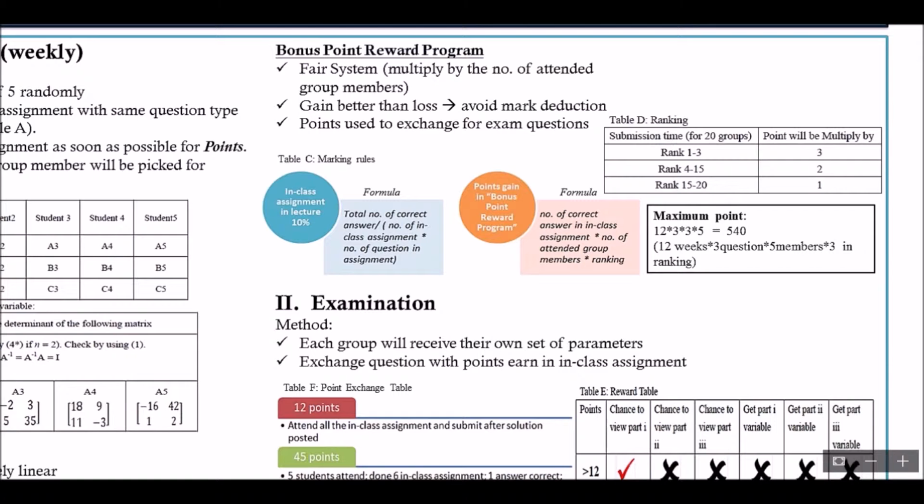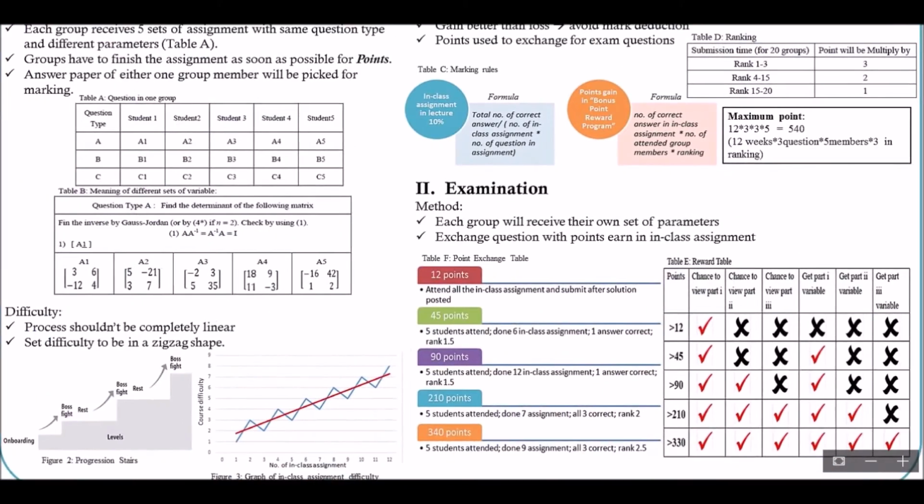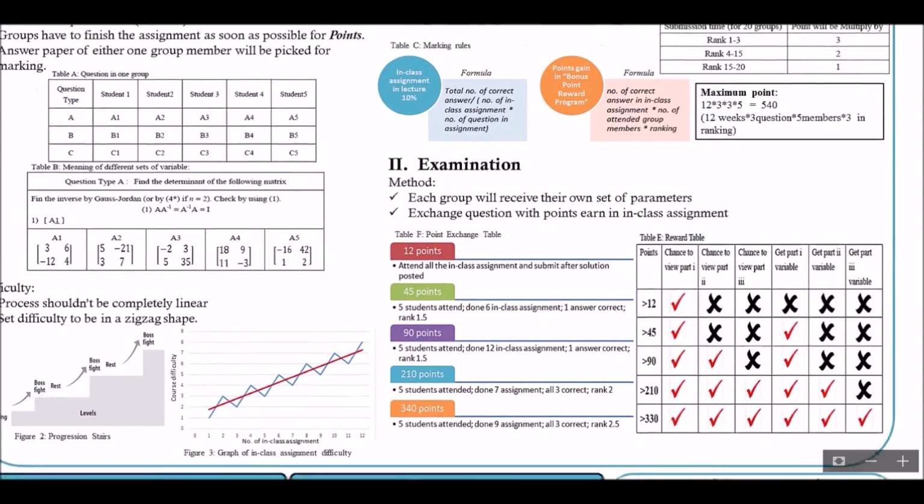As the bonus point is related to the attendance of group members, if a student wants to exchange for the question from the exam, each student will have their duty to remind their group members to attend the class. What is more, ranking by submission time can increase the competition between groups. We can take a look at the table below.